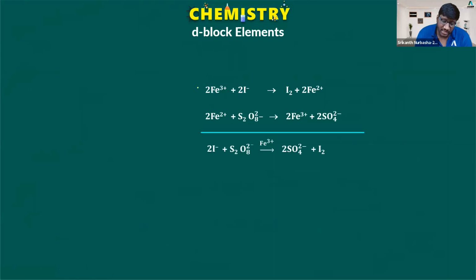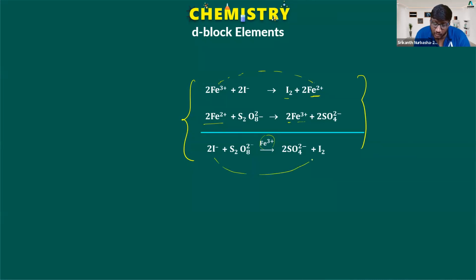So it is just an example. You can note down this example. Fe+3 is reacting with I minus to convert to I2 and Fe+2. Fe+3 to Fe+2 is an oxidation state change. Fe+2 is reacting with S2O8 2 minus to convert to Fe+3 and SO4 2 minus. So if you look at the whole scenario, Fe+3 is as it is. In the presence of Fe+3, I minus converted to I2, S2O8 2 minus converted to SO4 2 minus. This is a reaction which is catalyzed by Fe+3.